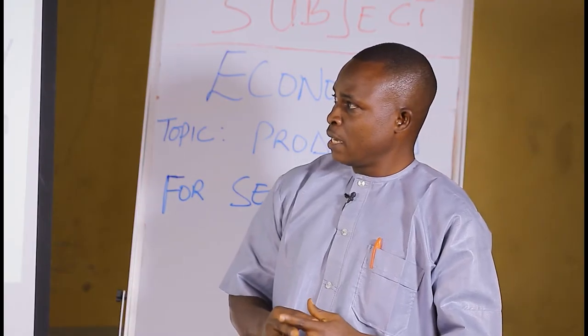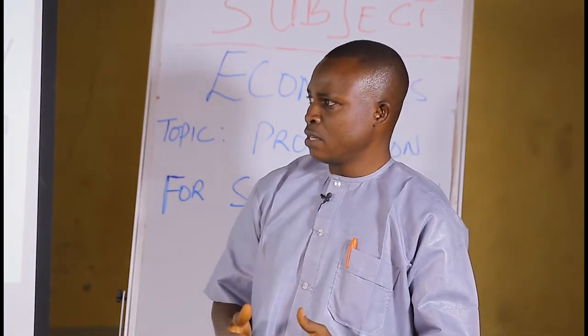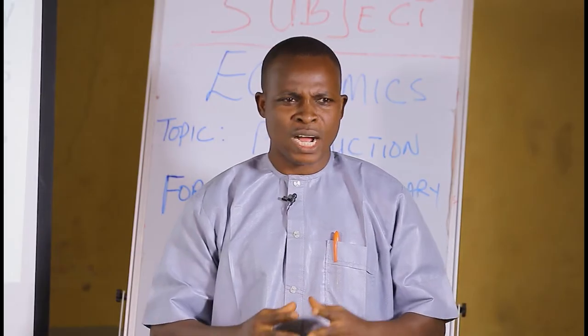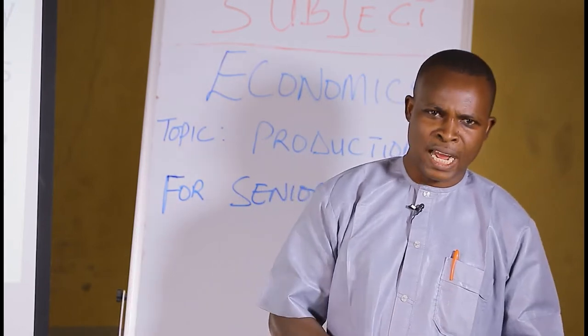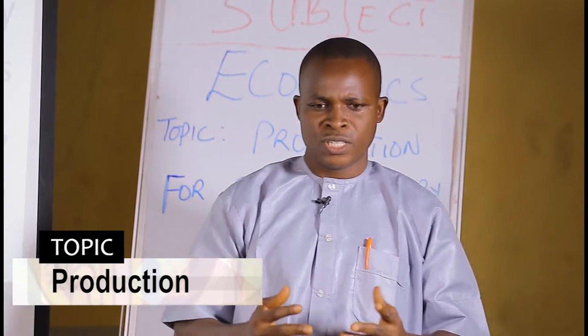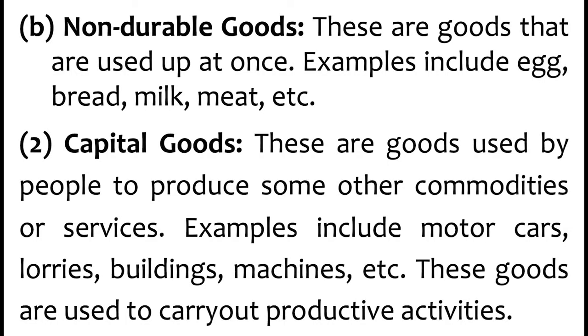Now, examples of these durable goods, we have television set, radio, tables, plates, spoons, and the rest of them. These type of goods, you can use them for a longer period of time before this type of goods can phase out. Now, we have the non-durable goods. The non-durable goods are simply referring to the goods that cannot stay long without getting spoiled.